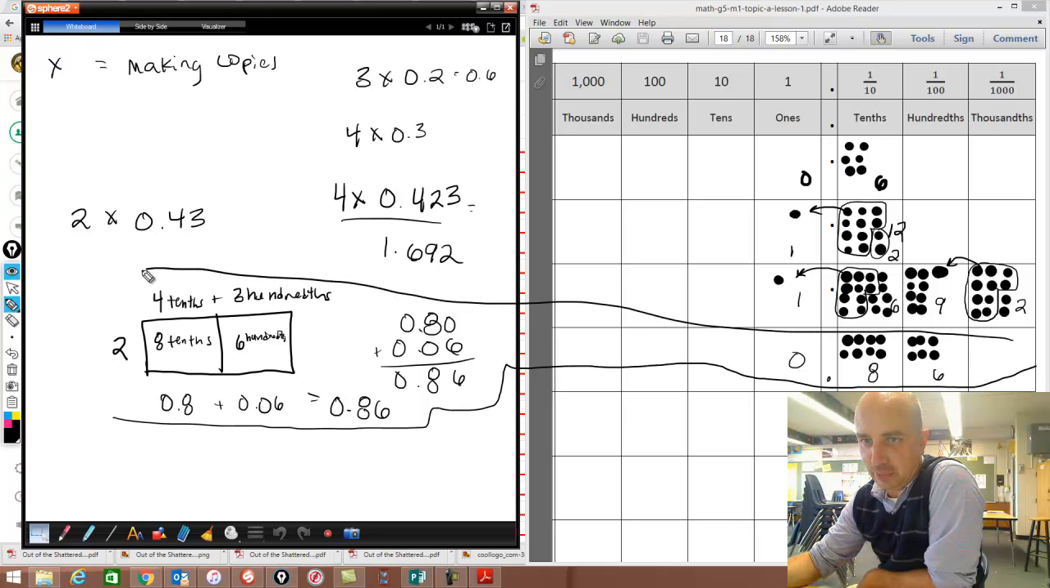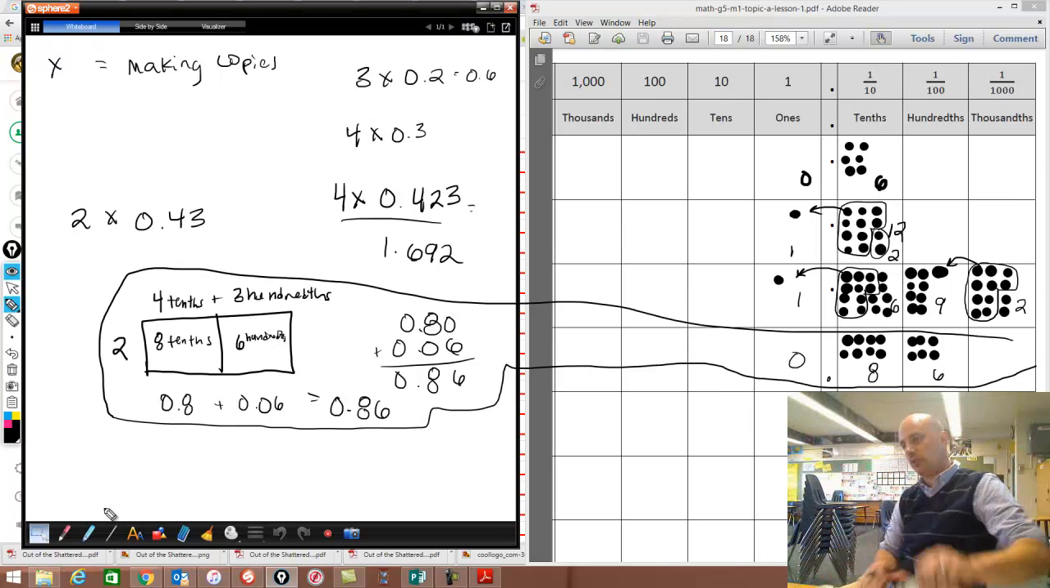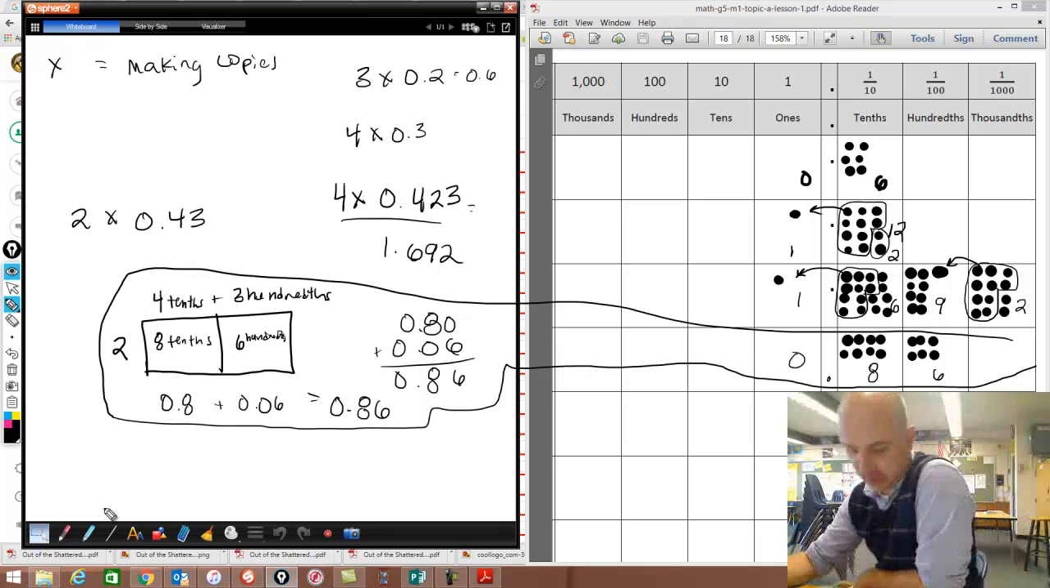I kind of already had that, but I'm going to make it a little neater so I can fit another one in here, okay? So let's try a bigger one. Let's try something that could be slightly challenging, that we have to do some regrouping.